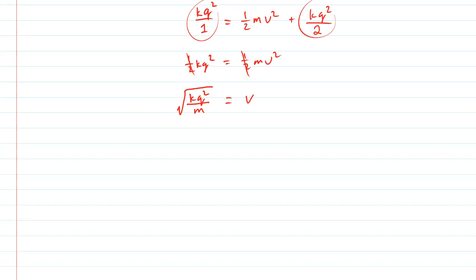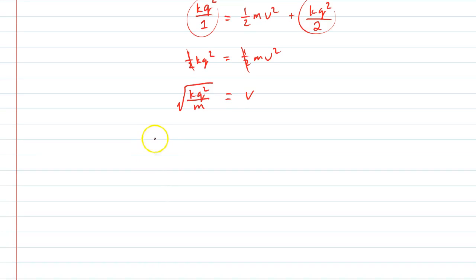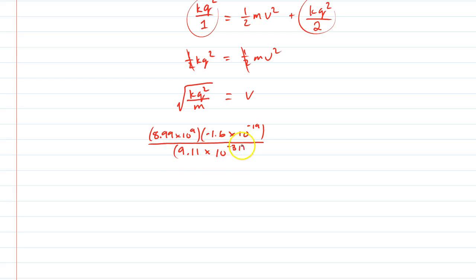Now what's left to do is to plug in the actual numbers. So k is 8.99 times 10 to the 9th. The charge of an electron is negative 1.6 times 10 to the negative 19th, and then that leaves us with the mass of an electron, which is 9.11 times 10 to the negative 31. And in the end, we're going to square root this. Also, we need to make sure that we're squaring the charge. I almost forgot.